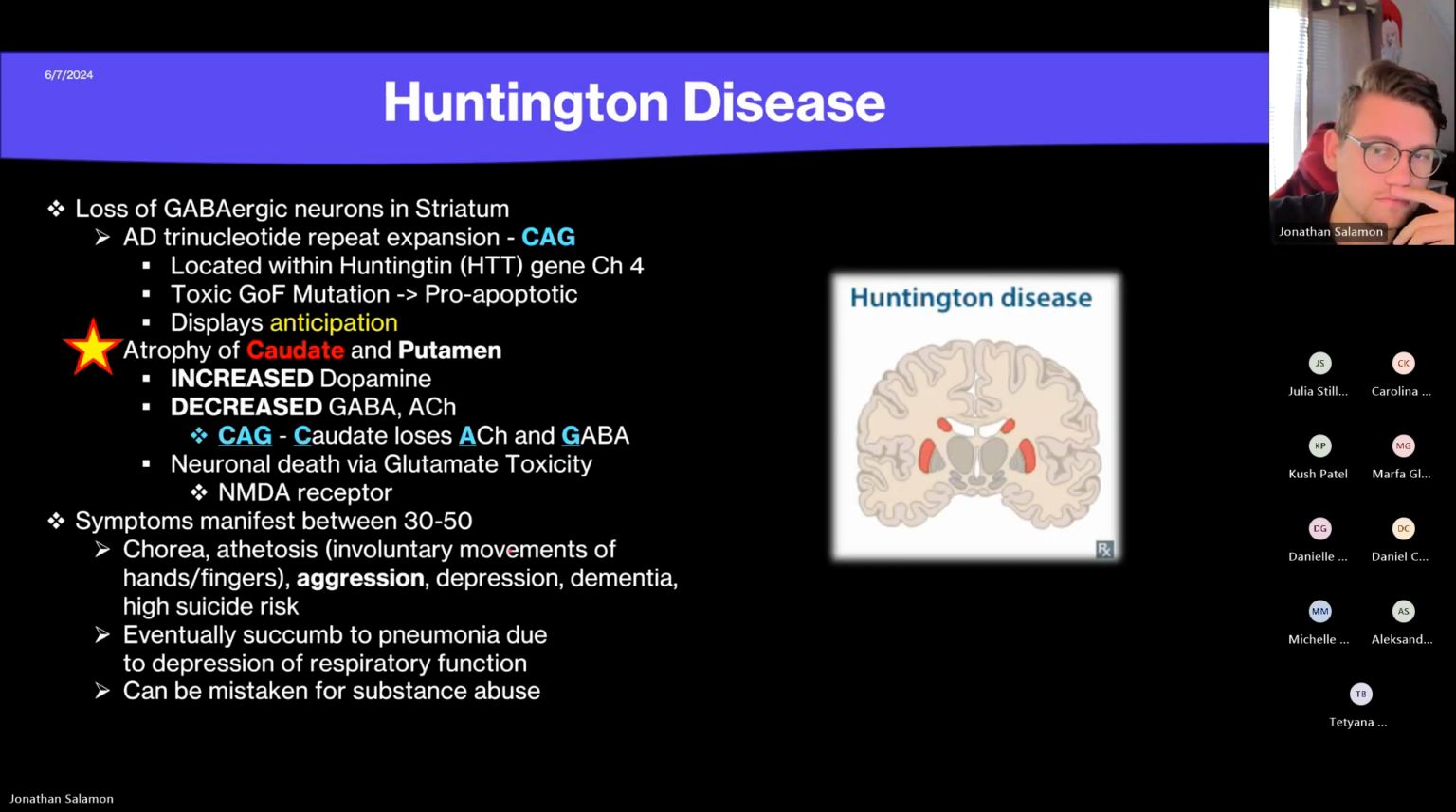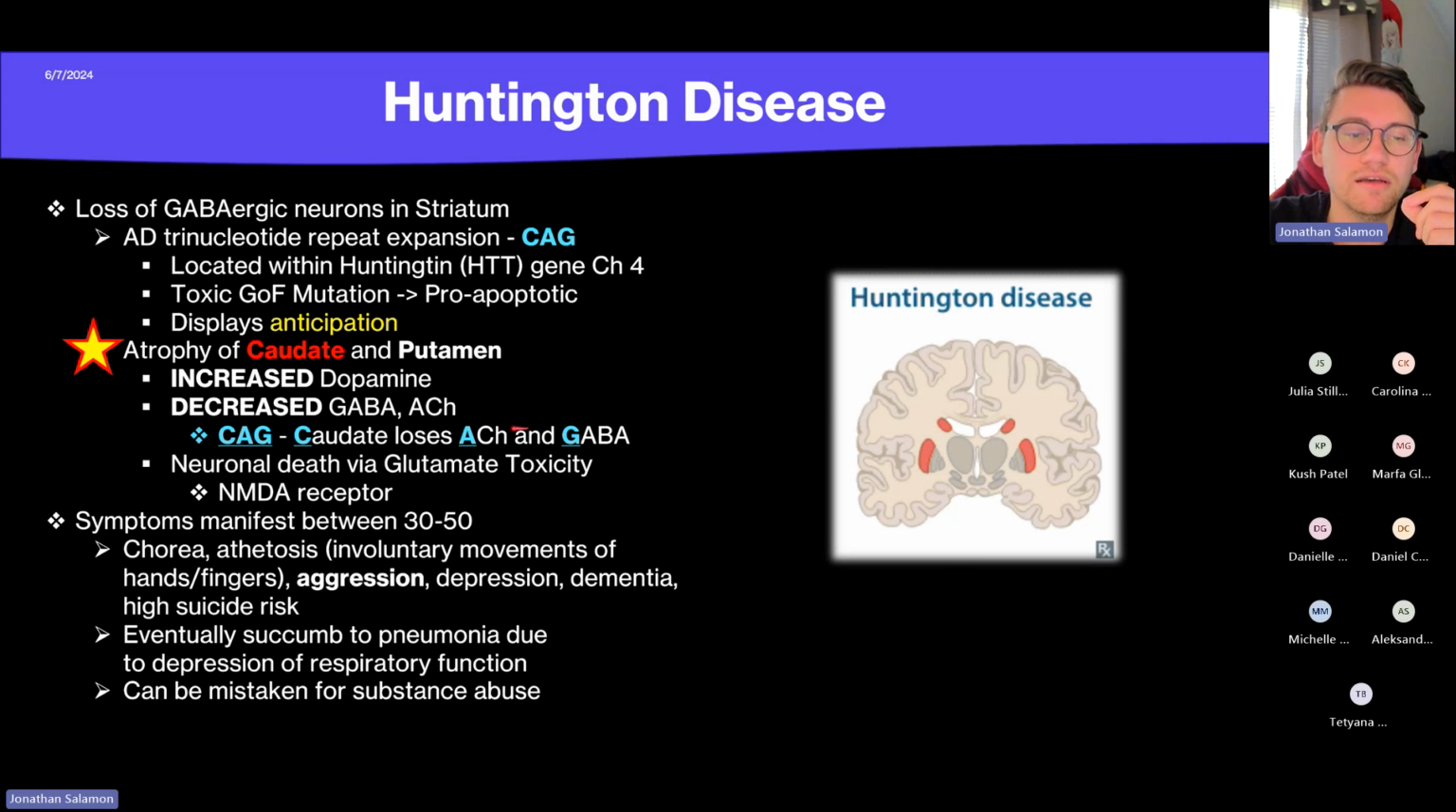Huntington's disease. Okay, so it isn't here. Loss of GABAergic neurons in the striatum: caudate and putamen. Caudate is the one they usually ask about. It is a CAG triplet repeat expansion. Like I said, these triplets, know them all, know what they do. They are very important. They ask about them constantly. It will be the answer choice that you select.